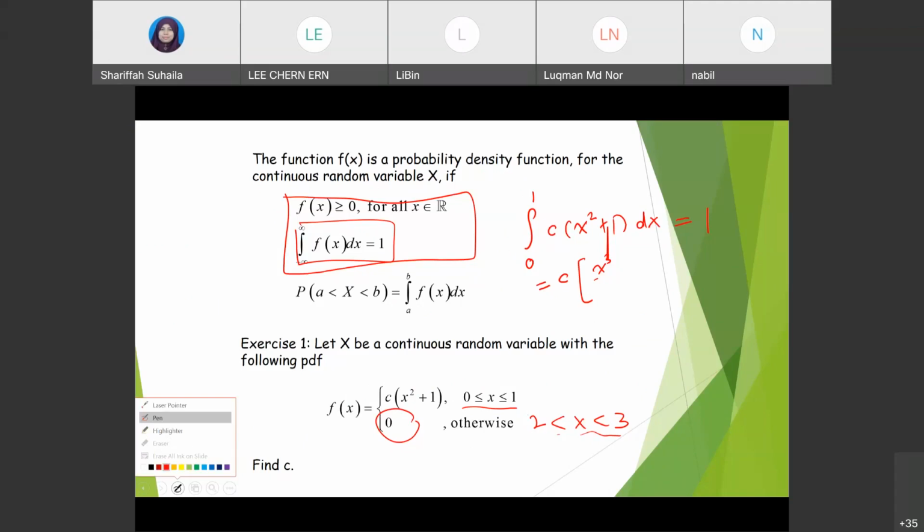Okay. So c times x cubed over 3 plus x, from 0 to 1, and then set equal to 1. So solve, what value do you get for c? So we have c(1 over 3 plus 1) equals 1. So what is the value for c? Do you get 3 over 4? Is it?